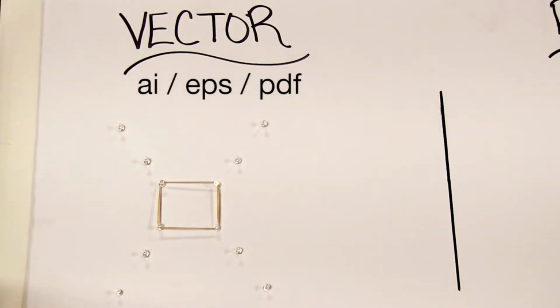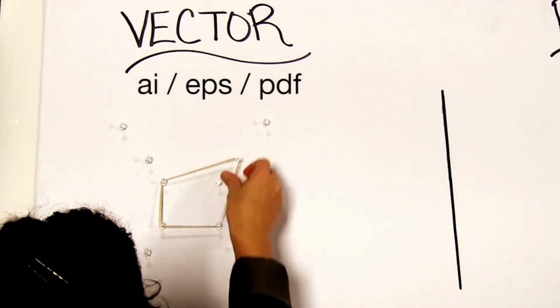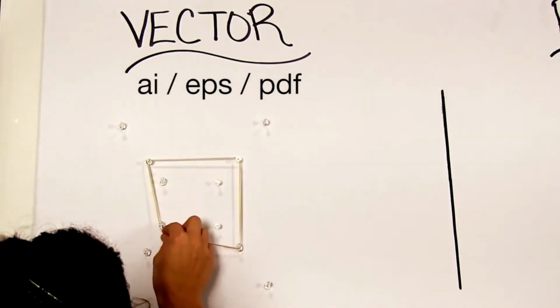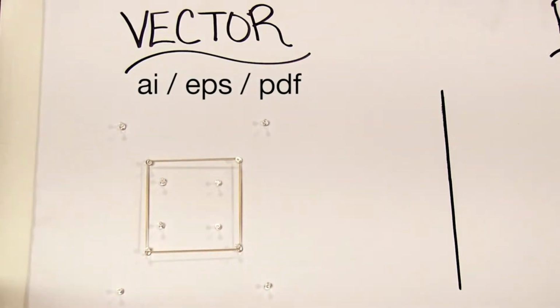The main difference between vector versus raster artwork is that vector images can be sized to any size without losing quality. So as you can see, we have a square here in the middle, and I'm just going to resize it by stretching it a little bigger. And this is just like vector images. As you can see, the square is still a square after I've made it bigger.